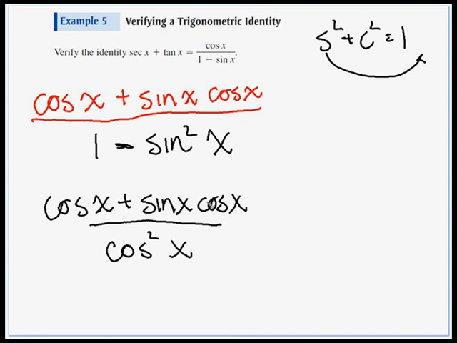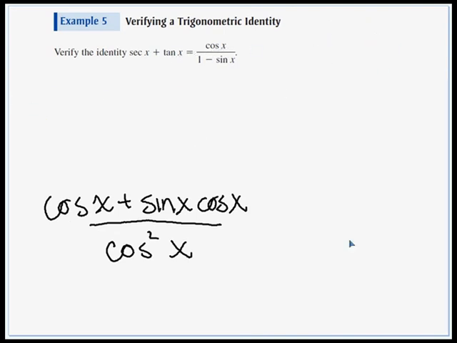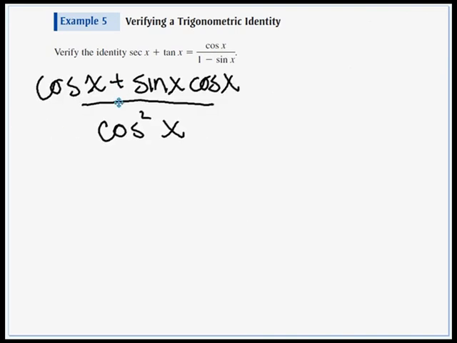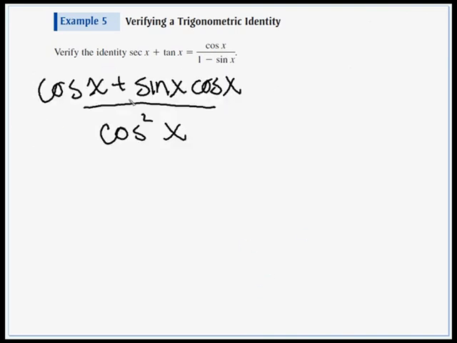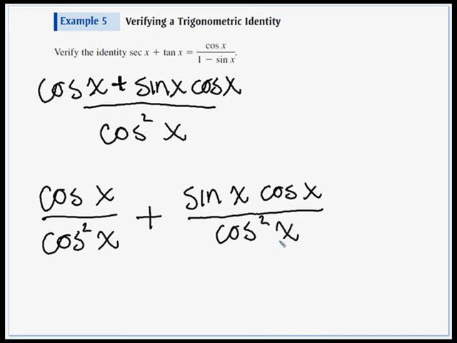Now if we notice, every term in the numerator has a cos x. Our denominator has cos x. So we can do some simplification. Or, let's pull it apart into 2 fractions first. That might be easier to see what's going on. So our numerator is 2 terms with a plus in between. Our first term is cos of x. Its denominator is cos squared of x. We have plus, and then our second term is sine times cosine. And the denominator is still cos squared of x.